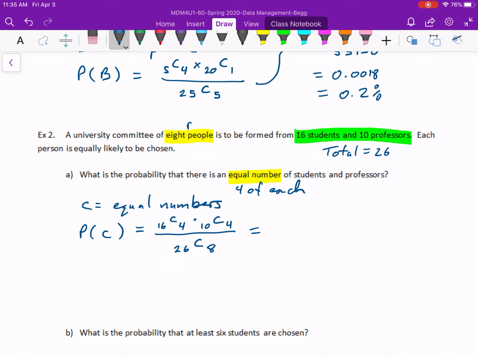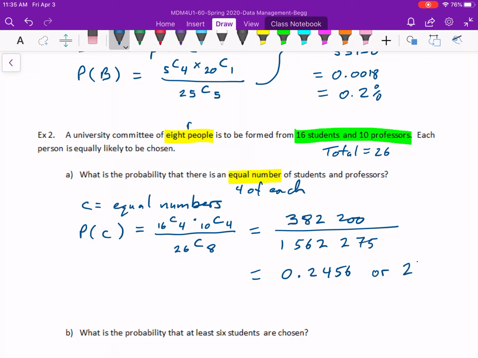So when we put that in our calculator, it turns out that we have a numerator of 382,200, a denominator of 1,562,275, which works out to 0.2456, or about 25% approximately. It's about a 1 in 4 chance that there's going to be an equal number of students and professors.